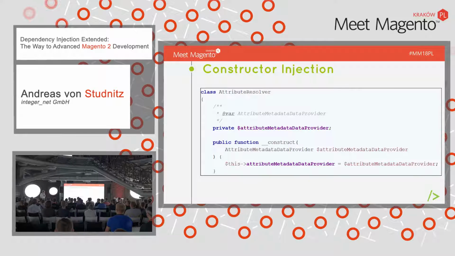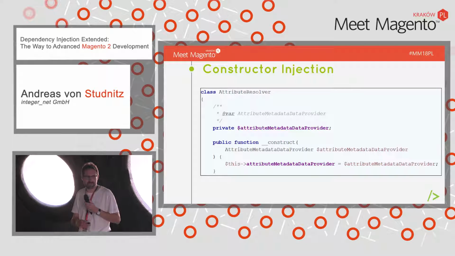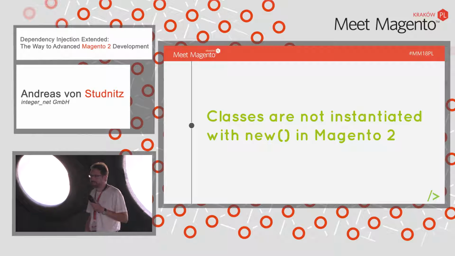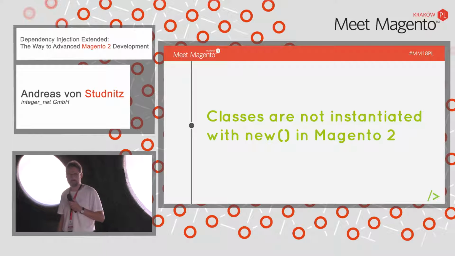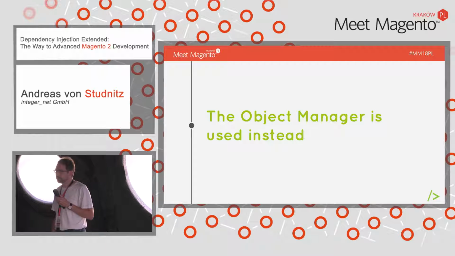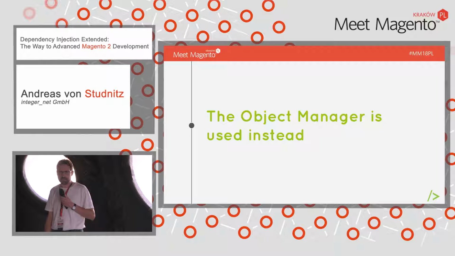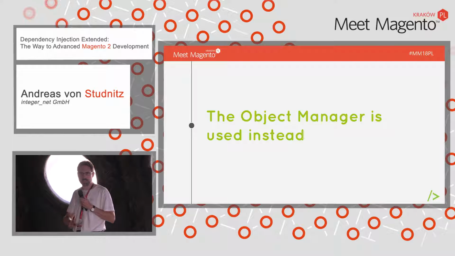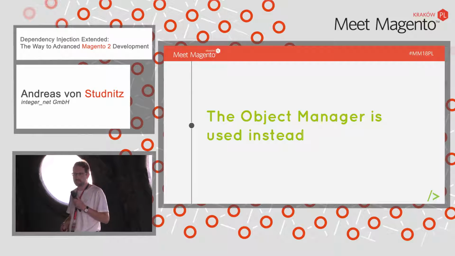So, how does it work? We have seen here that we have a parameter, but how is it called? I'm not defining the class which calls the attribute resolver, because classes are not instantiated with a new statement in Magento 2, but differently. They are using the object manager. The object manager is just used internally. You don't ever use the object manager directly, but it's called automatically. And when is it called? It's called as soon as this class, which I want to use now, is being used. For example, in a constructor, as a model, as another dependency, in a block, whatever.